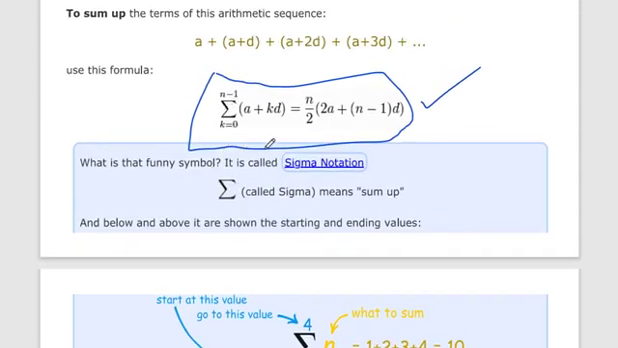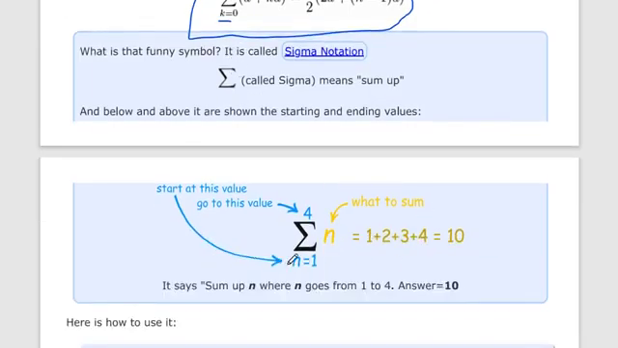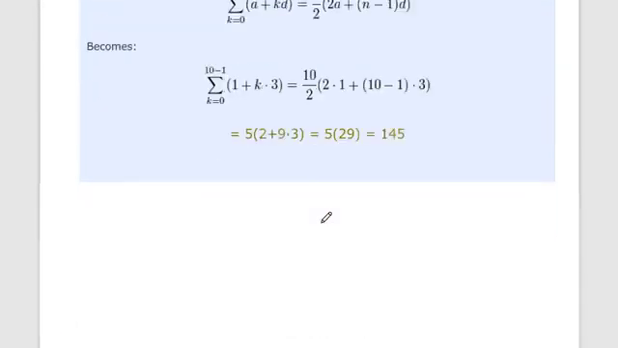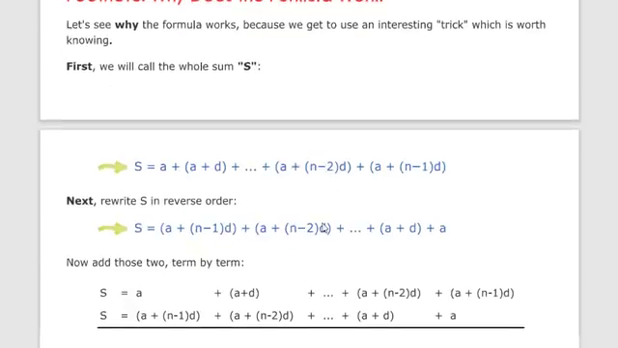This is called sigma, and it shows where to sum from, for n equal to 1 to 4, and what to add. So this is sigma, the summation of an arithmetic sequence.